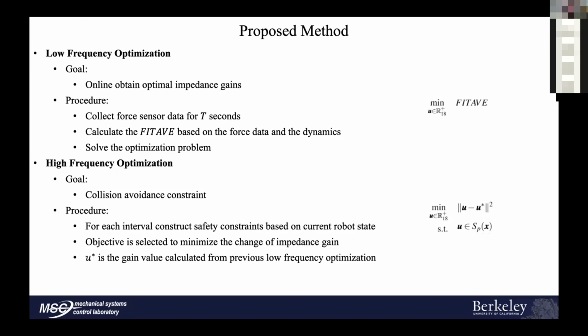At the same time, we want the robot to stay safe in the safety zone, so the objective is to avoid all collisions. The procedure follows the constraints: we first construct the safety control set, and then solve this optimization. The objective is selected to minimize the change of impedance gain, because we believe u star is a very good impedance gain, and we want to keep it unless the robot will collide with some obstacles. So we only change the impedance gains when necessary.